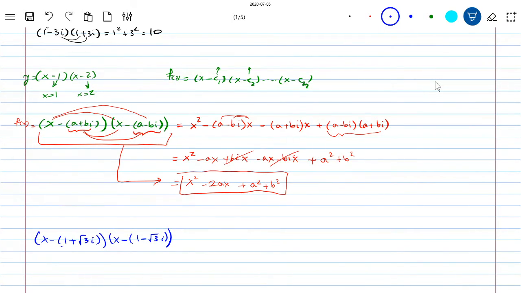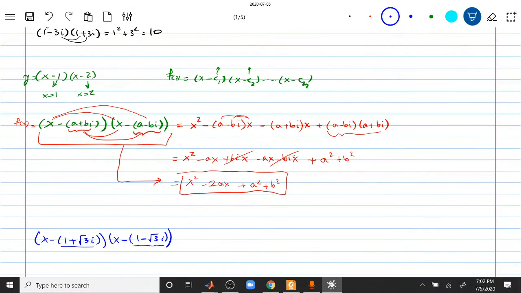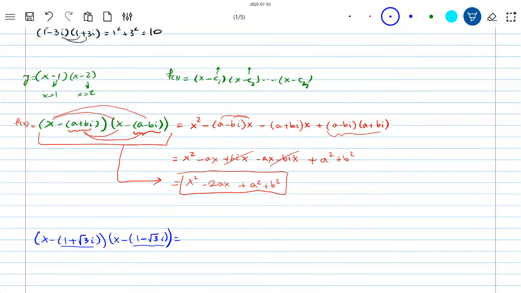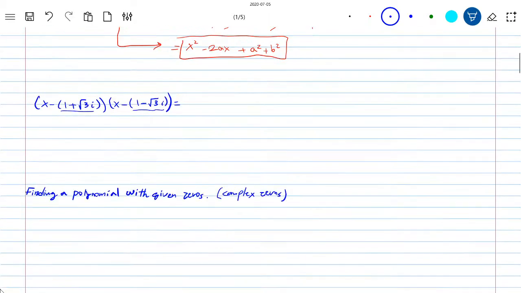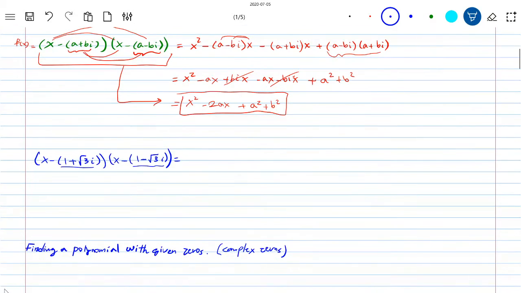So this is a plus bi, a minus bi. If you multiply these two, what you get is the product. Let me simplify. Using this format, I'll get x squared, 2ax. This is a. I'll get minus 2 times 1 times x plus a squared, which is 1 squared. b squared, where b is square root of 3, so plus square root of 3 squared.